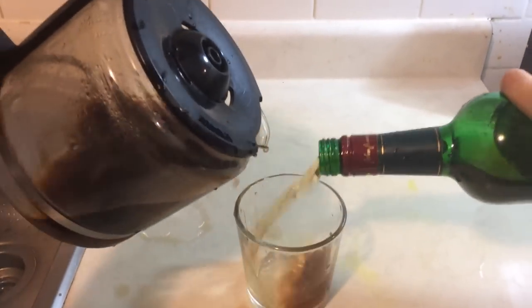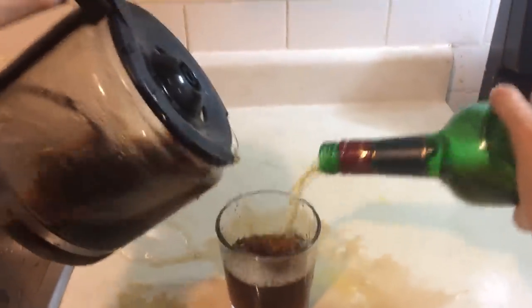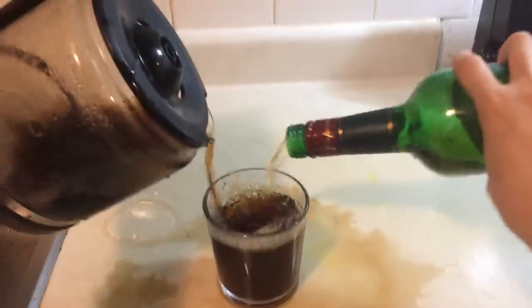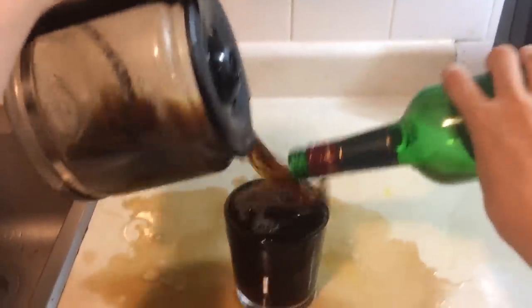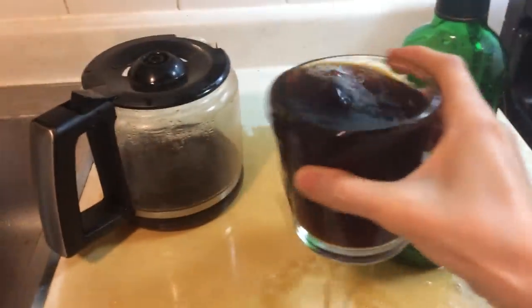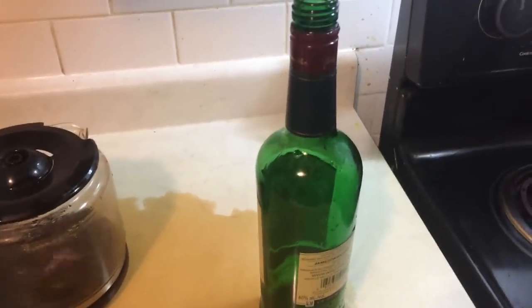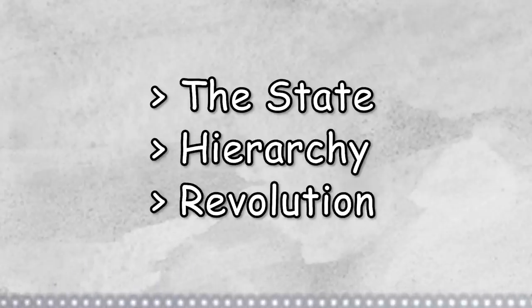So in this video, fueled by the power of coffee and whiskey and the love of hearing my own voice, I'll explain all five sections of the Socialist Political Compass. But first, in order for those explanations to make any damn sense, we need some foundational knowledge about three things: the state, hierarchy, and revolution. So it's these concepts that we'll turn to next.